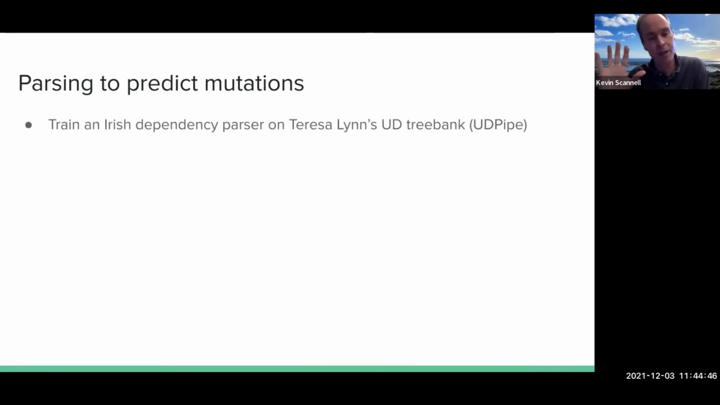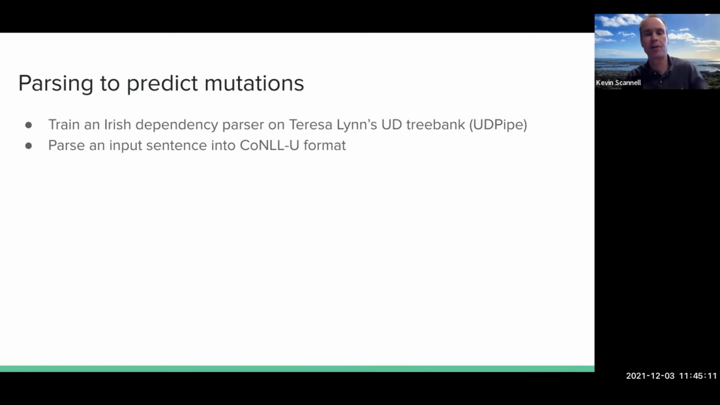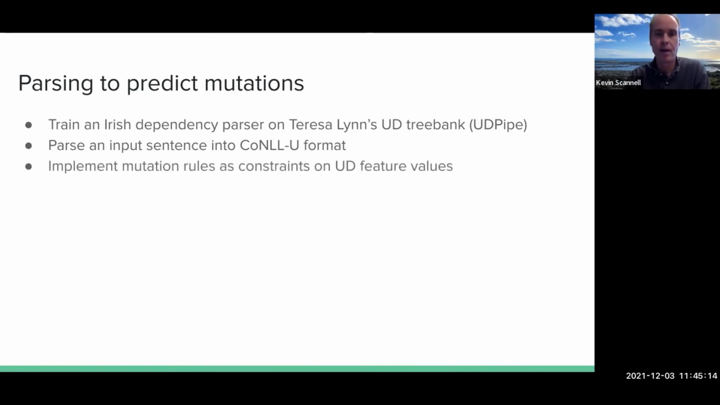I should make clear the Irish treebank is the work of Teresa Lynn and her collaborators and students. So step 1 is to train a dependency parser using Teresa's treebank, and then a great tool called UDPipe, which allows you to take the treebank and use machine learning to train the parser. Given an input sentence, I then parse it using UDPipe, and I get a file that looks like the one I just showed you. And then effectively, you take a rule-based approach.